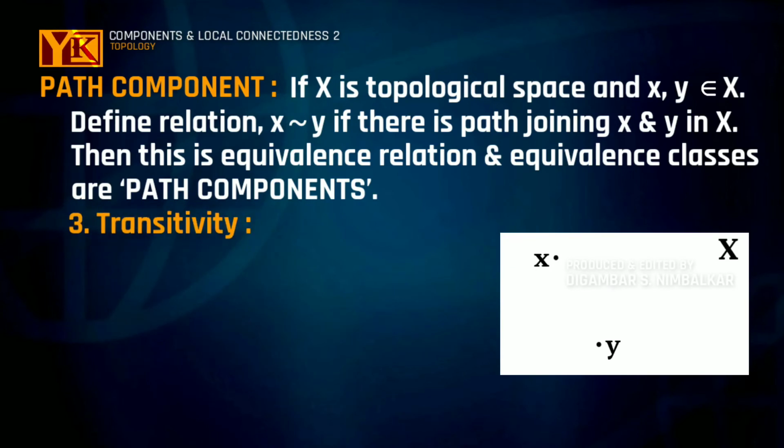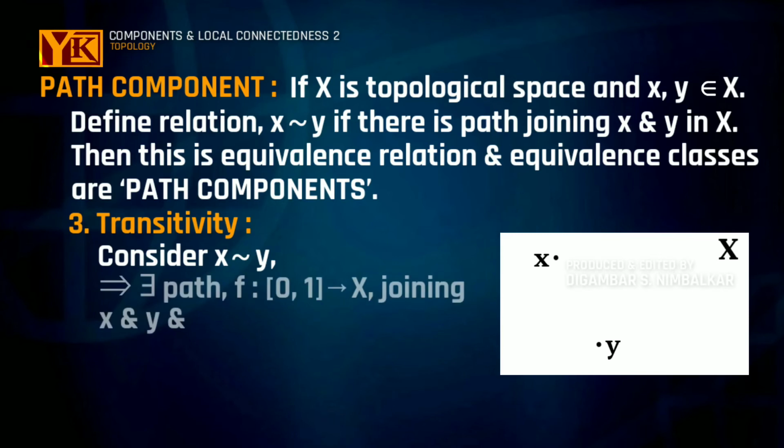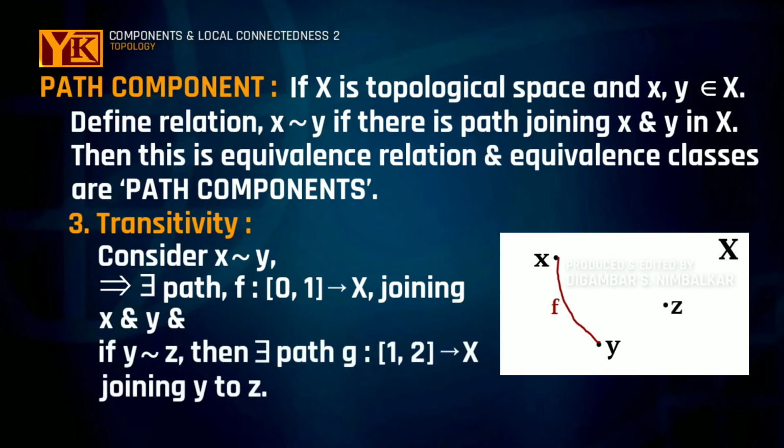And now what remains is transitivity. For this, consider x is equivalent to y. What does this mean? There exists a path f from closed interval [0, 1] to X from x to y in X. And also consider if y is equivalent to z, then there will exist a path, say g, from closed interval [1, 2] to X from y to z.